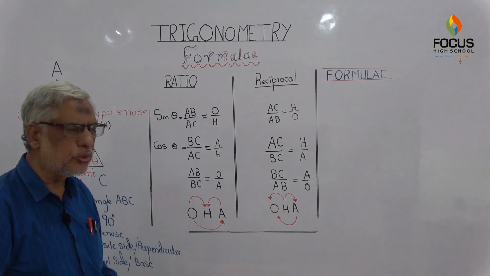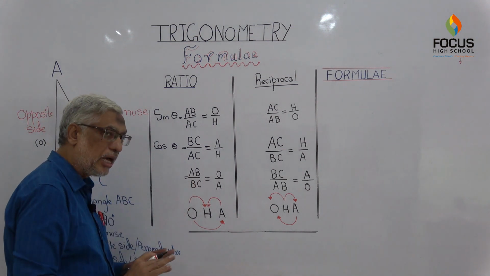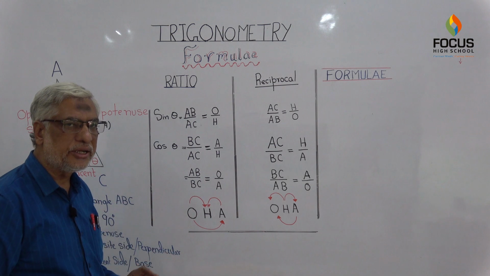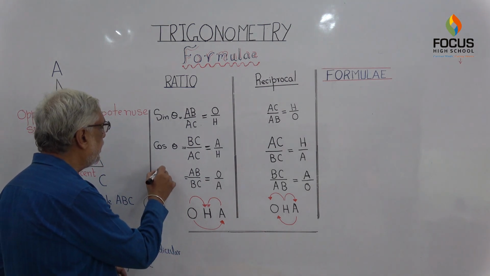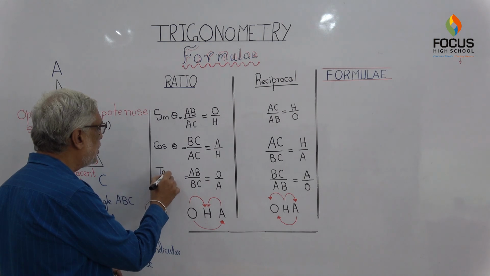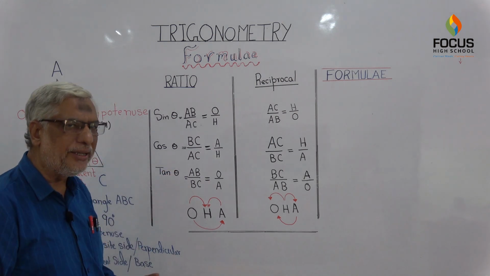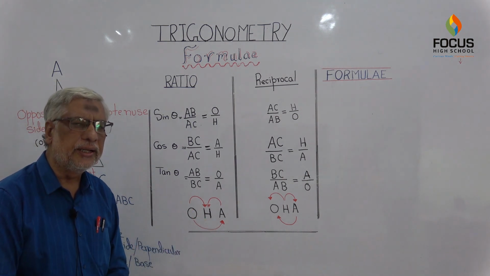We will take short forms only. And then the last one is opposite upon adjacent, the ratio between the opposite side and the adjacent side, which is tan theta, tangent of the angle theta is the full name. In short we call it tan theta. That's it. So we have only three ratios, nothing more than that.